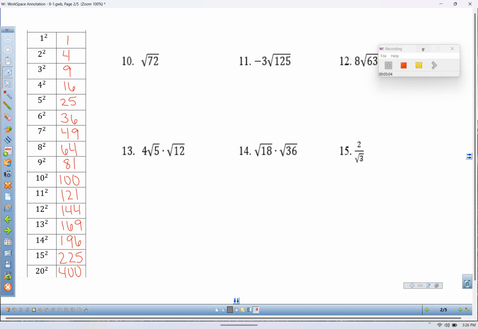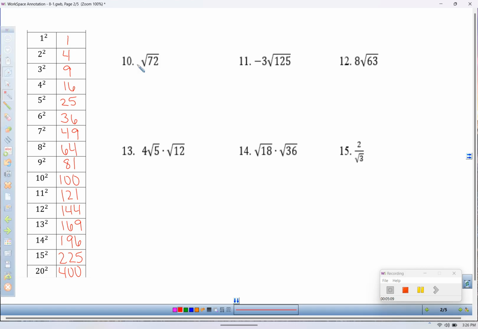Okay, let's look at number 10. On number 10, I have the square root of 72. Get in a habit of always asking yourself, is this going to come out pretty? So take the square root of 72 in your calculator, and you're going to get a nasty decimal. Or you can come over here, and if you see 72, then you know it'll work, and it's not over here. Okay, so we need to find the largest perfect square that can go into 72.